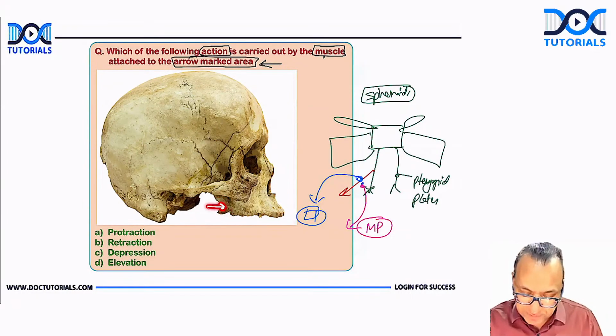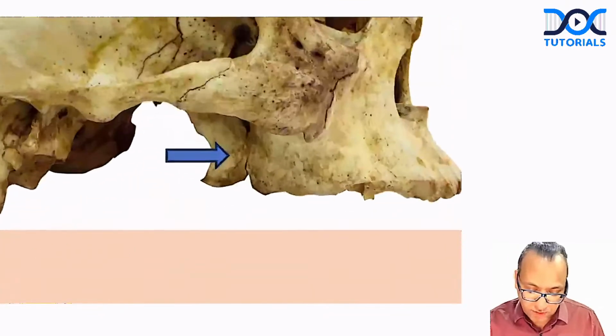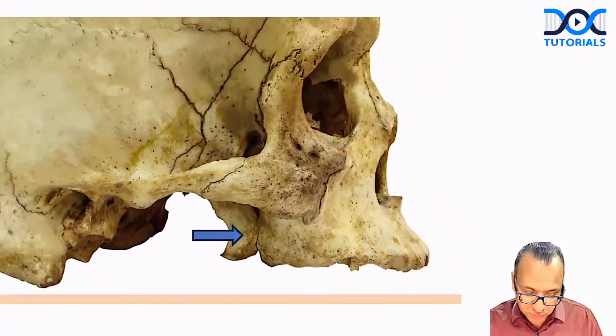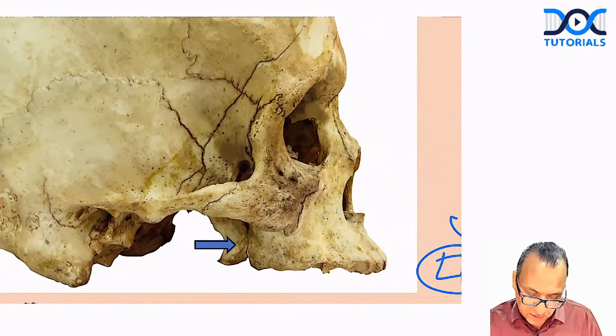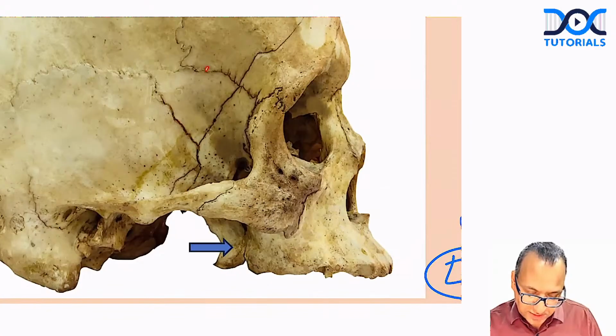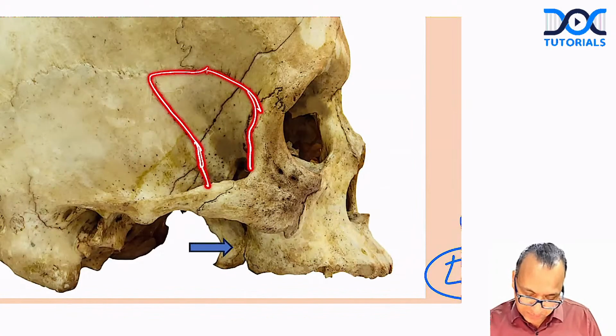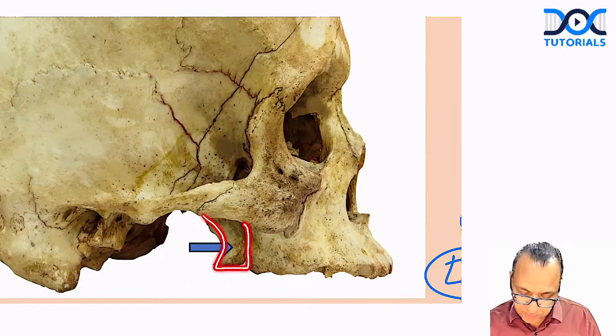Since the arrow is showing this way, I will assume that they are asking about lateral pterygoid. Let me zoom into this area. You have to understand that we are talking about, see here also you can see this is the greater wing of the sphenoid. That is the greater wing of the sphenoid. And this is the leg of the butterfly.